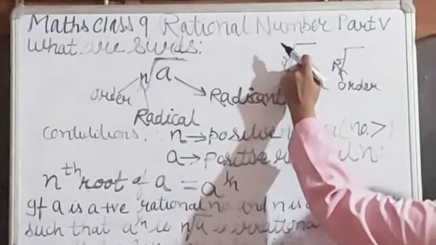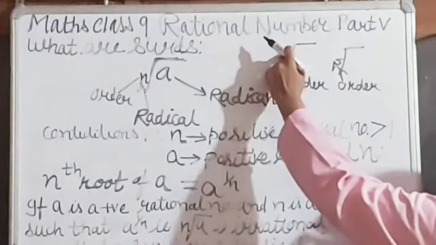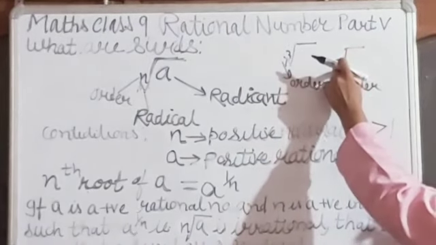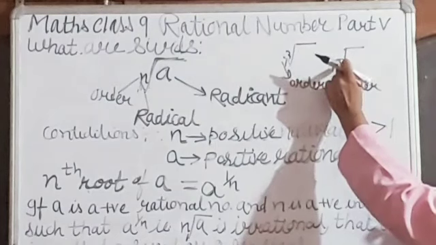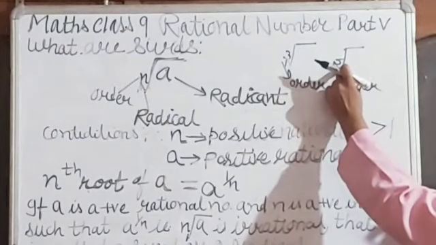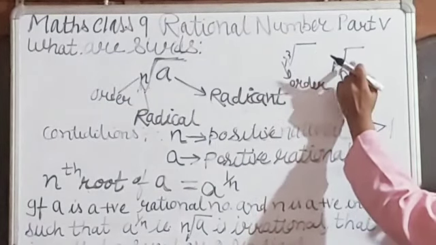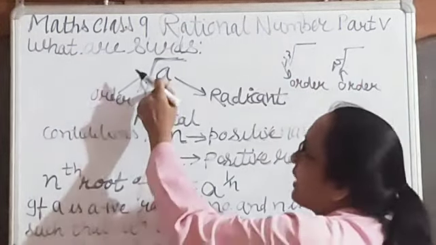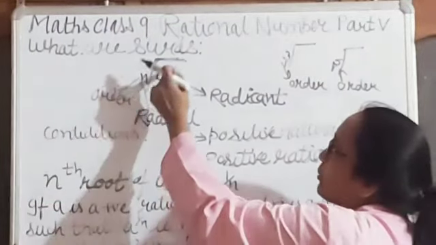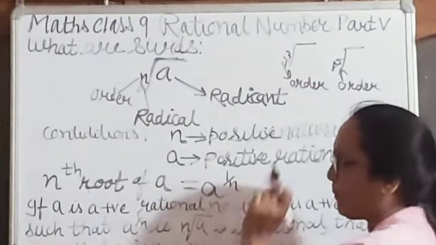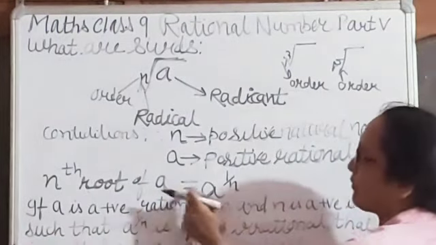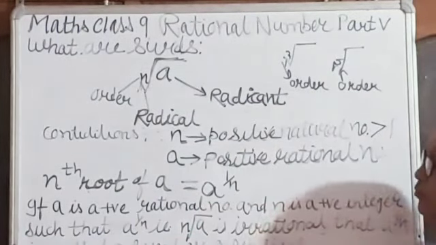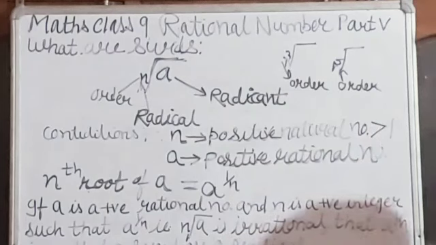So see here, cube root. In a cube root, what is n? n is equal to 3. The order is 3. Here, the fifth root: what is your n? n is 5. The order of this root is 5. Now, what is the meaning of the nth root of a? The nth root of a means a to the power 1 upon n.